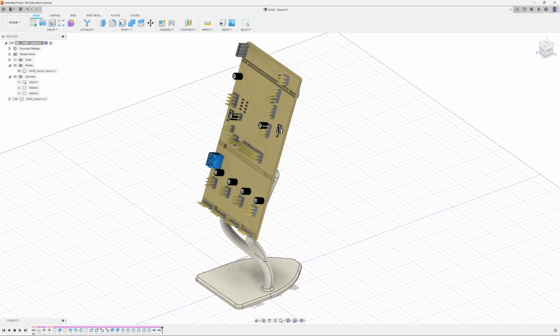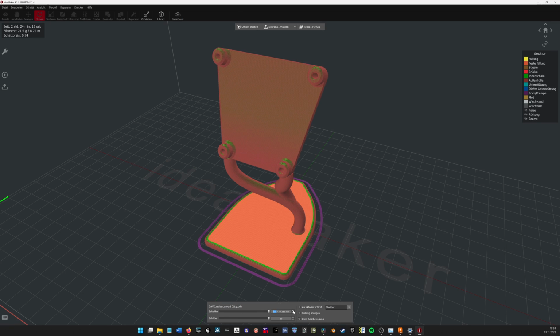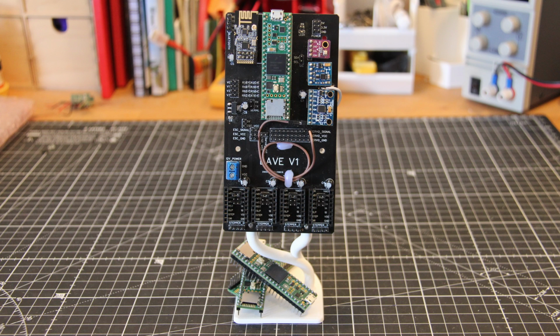As one final thing, I designed and printed a stand for the PCB to let it stand on top of the fallen corpses of its predecessors.